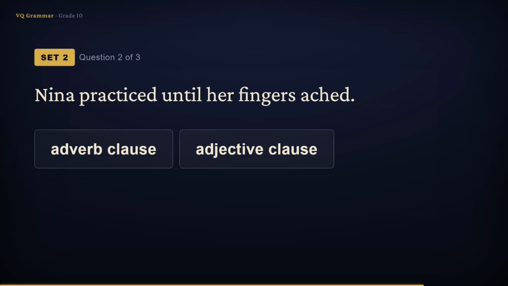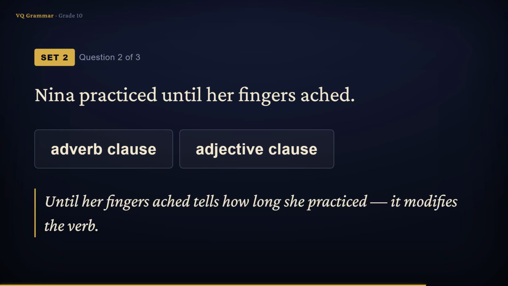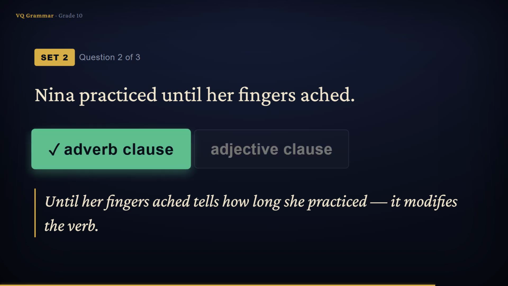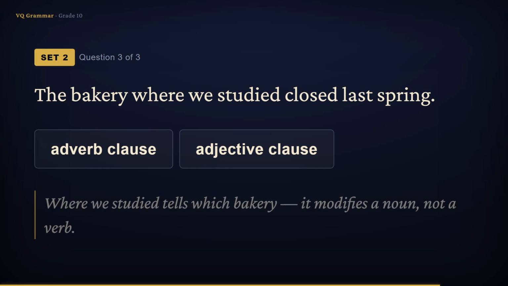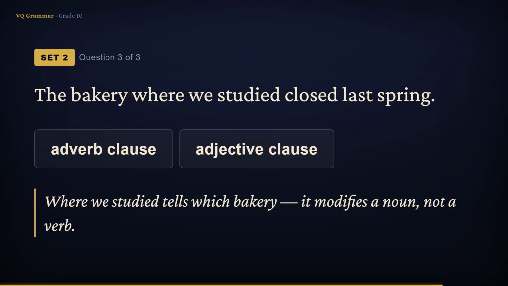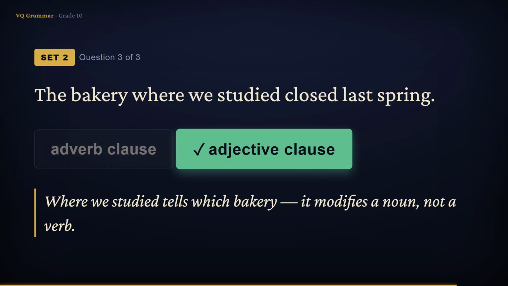Nina practiced until her fingers ached. The clause opens with until, and it describes no noun at all. It tells you how long Nina practiced. It modifies the verb practiced. That makes it an adverb clause. The bakery where we studied closed last spring. Careful here. Where is on our subordinating conjunction list, but look at the job it is actually doing. Where we studied tells you which bakery, not why or when anything happened. It hangs on the noun bakery, so this one is an adjective clause.